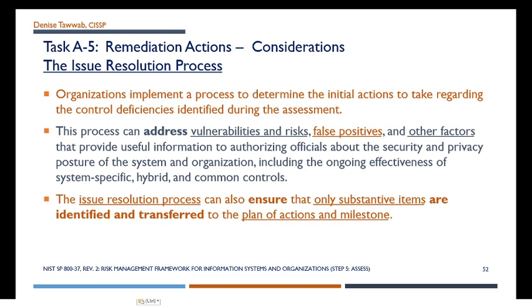Okay, the issue resolution process. Still talking about Task A5, remediation actions. Your organization may implement a process to determine the initial actions to take regarding the control deficiencies that have been identified during the assessment. The process can address vulnerabilities and risk, false positives, and other factors that provide useful information to authorizing officials about the security and privacy posture of the system and organization, including the ongoing effectiveness of system-specific, hybrid, and common controls. The issue resolution process can also ensure that only substantive items are identified and transferred to the plan of action and milestones.